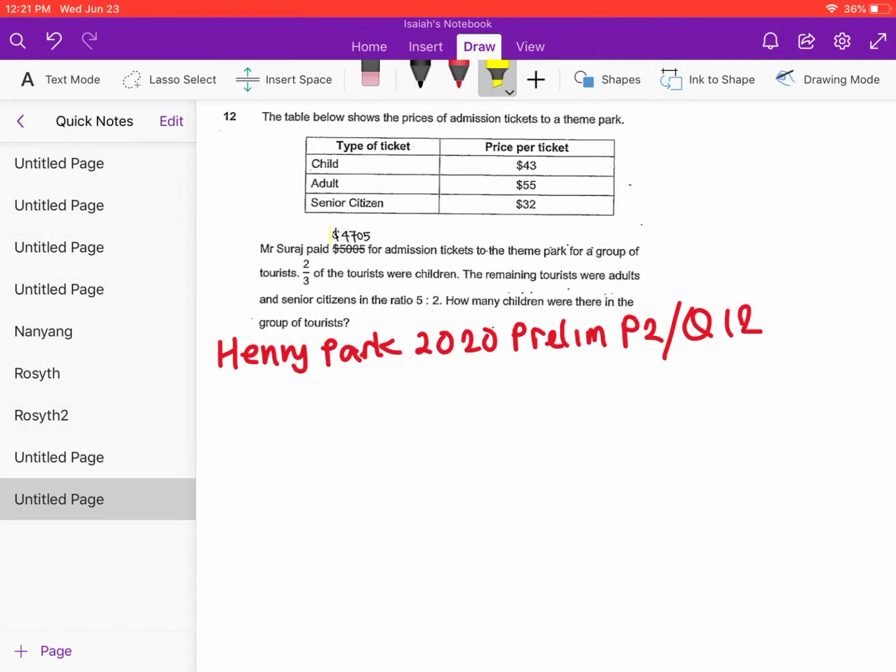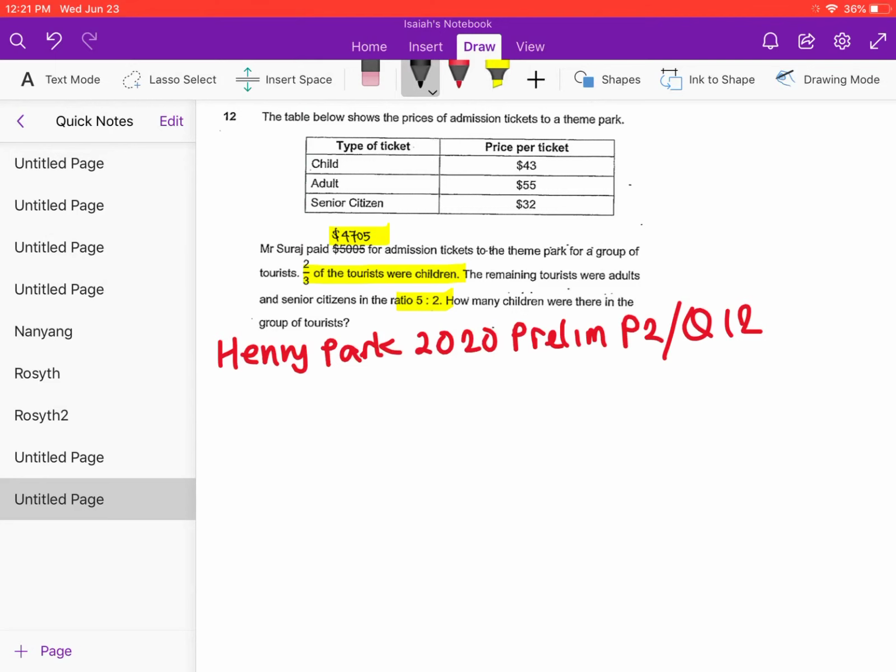The table below shows the prices of admission tickets to a theme park. So in this table, there are 3 types of tickets for child, adult, and senior citizen. And Mr. Suraj paid $4705 for admission tickets to the theme park for a group of tourists, 2/3 of which were children, and the remaining tourists were adults and senior citizens in the ratio of 5:2. So the question, how many children were there in the group of tourists?